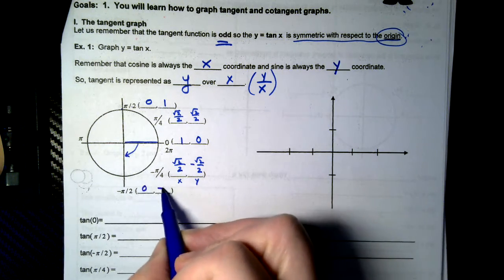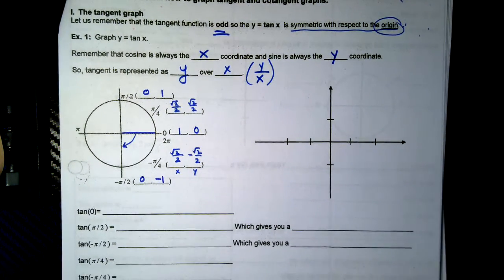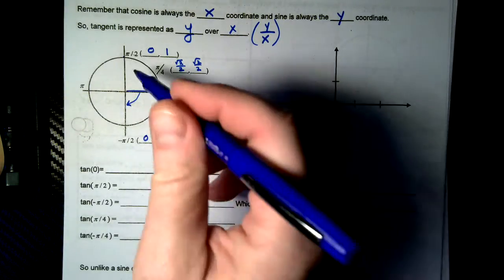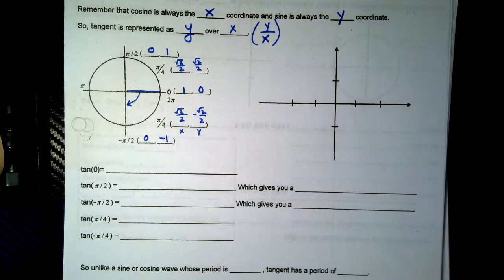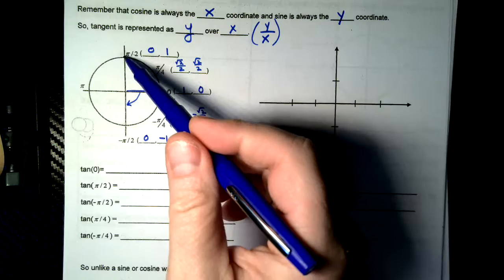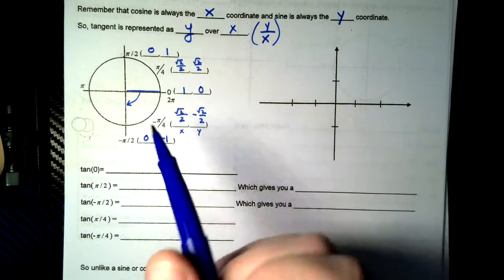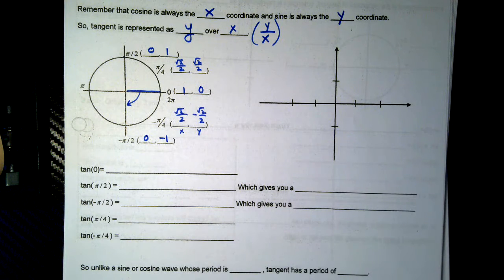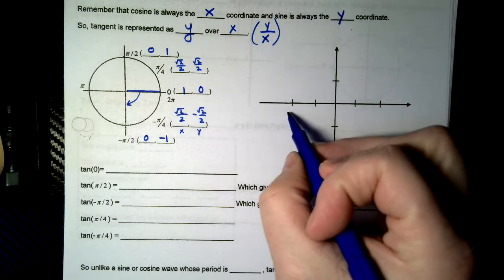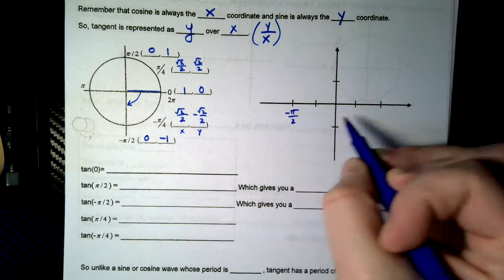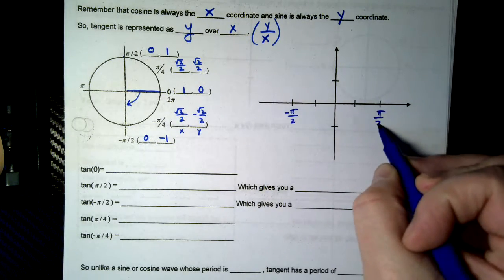We're at 0, -1. Why are they highlighting just these? Why don't they go around the entire circle? Well, starting at negative pi over 2 and going up to pi over 2, from the lower number to the higher number, that's where these wavelengths begin and end. For tangent, it starts at negative pi over 2 and it ends at positive pi over 2. It's going to start at negative pi over 2. It's going to end at pi over 2.